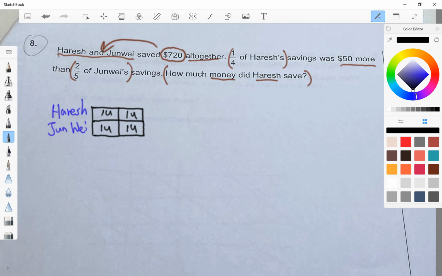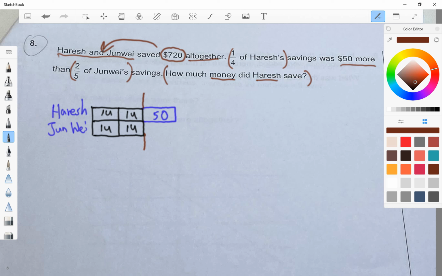So at this juncture, I'm not very sure if 50 is more or less than 1 unit. It actually doesn't matter. But for the purpose of this question, for everyone's demonstration, I will just show that 50 is slightly longer, slightly more than 1 unit. Alright, and I would like to extend the line up. So I will call this my comparison line. Okay, my comparison line. So there we have it. We have 2 units for Junwei. We have 2 units with a 50 for Haresh.